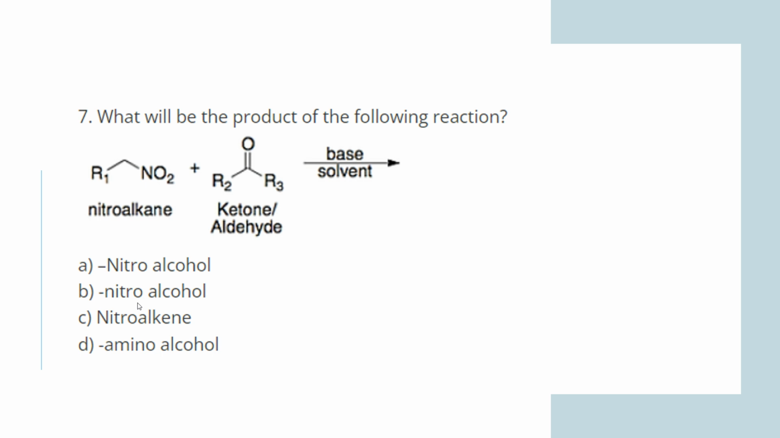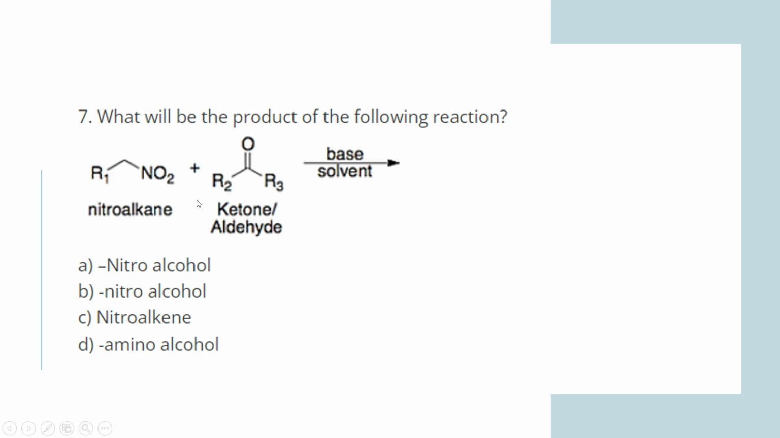What will be the product of the following reaction? You are given a nitroalkane here, and we are reacting this nitroalkane with a ketone and an aldehyde in the same condensation reaction conditions, which is base and solvent. Base could be sodium methoxide, any base which will abstract the acidic proton, and then we will get a carbanion or enolate equivalent, which will undergo nucleophilic addition to the second substrate. That is the basic concept.